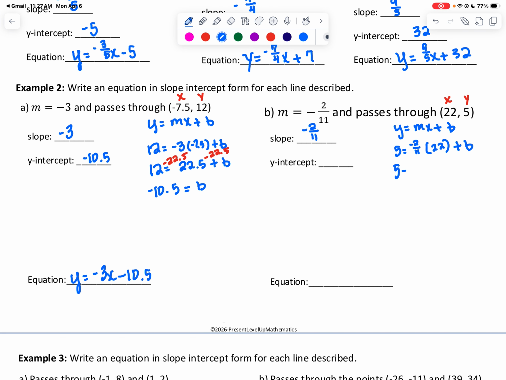So 5 equals, let's see, -2/11 times 22 would be -4, plus b. Now to get b by itself, all I would have to do is add 4 to each side. So 5 plus 4 gives me 9 equals b. So now I know my y-intercept is +9. So the equation for the line that has a slope of -2/11 and passes through (22, 5) is y equals -2/11x plus 9.